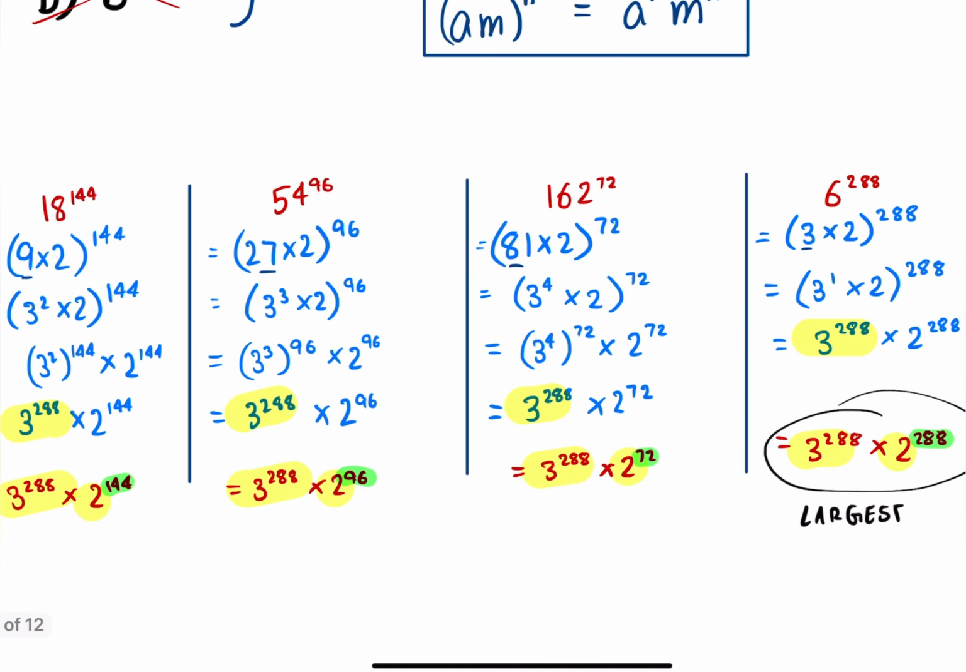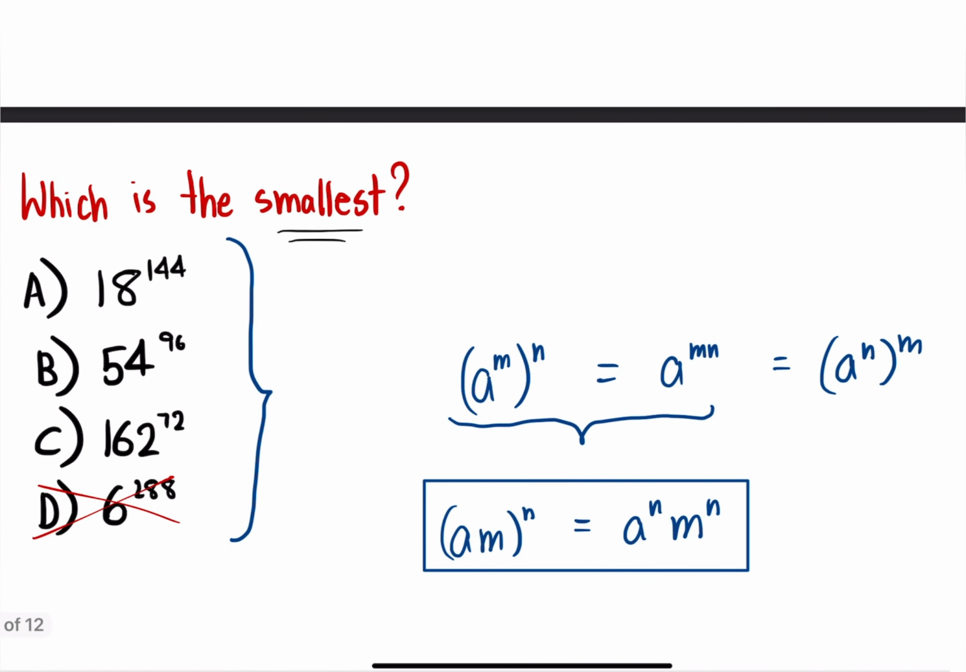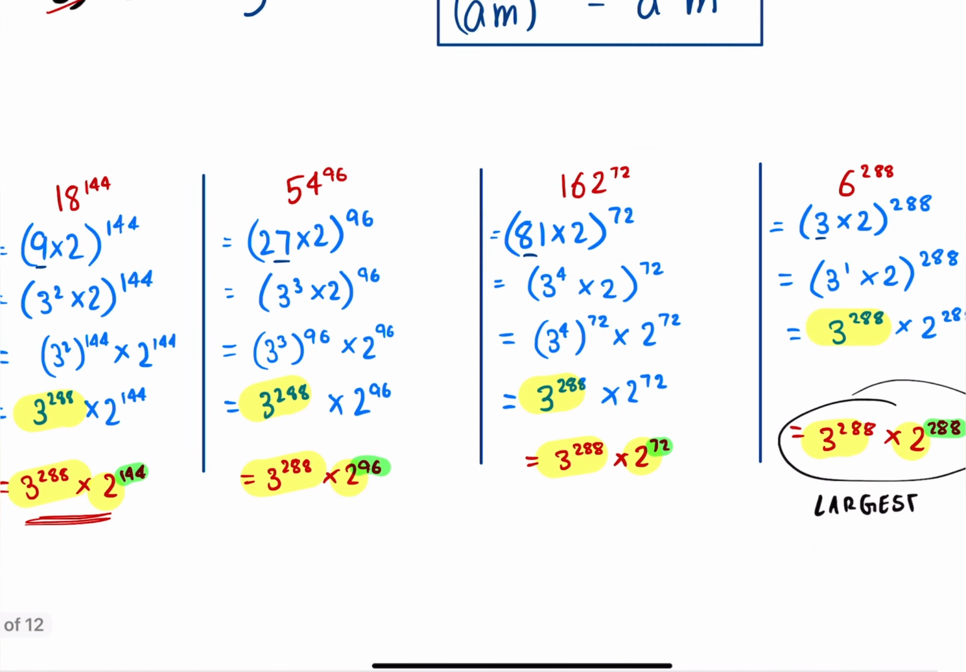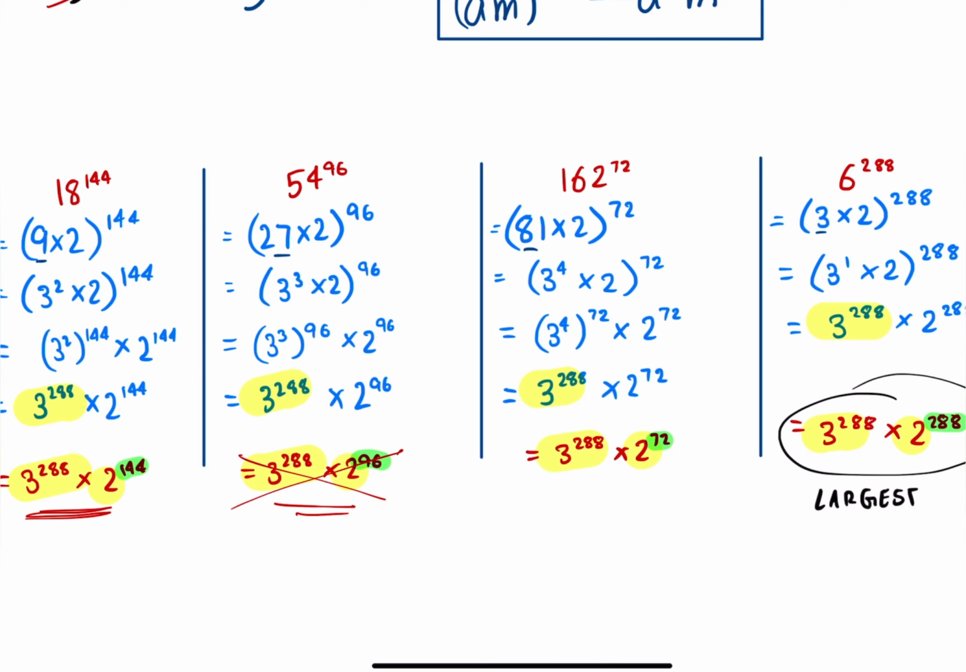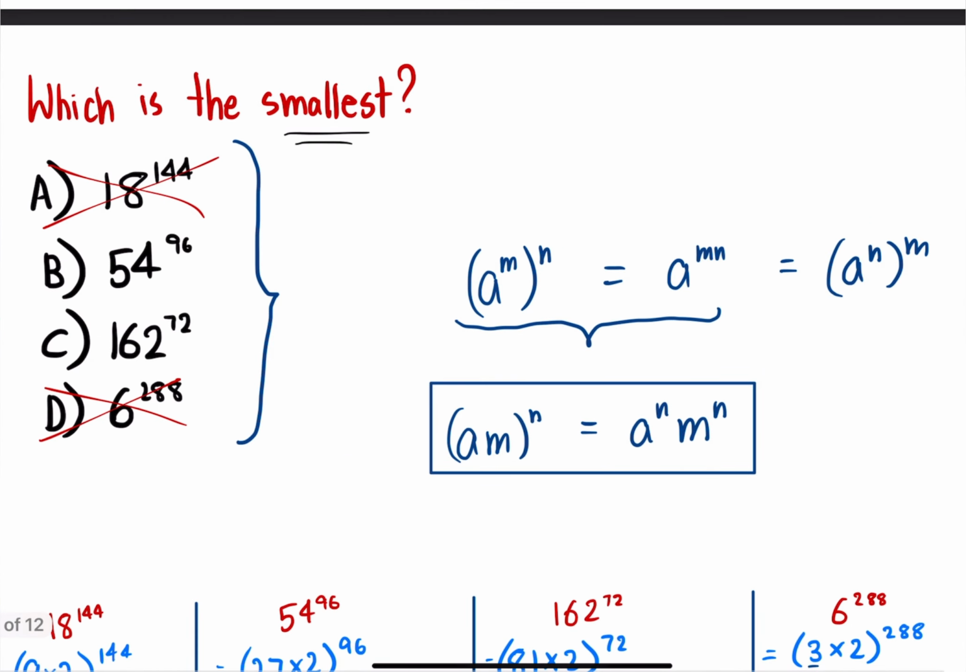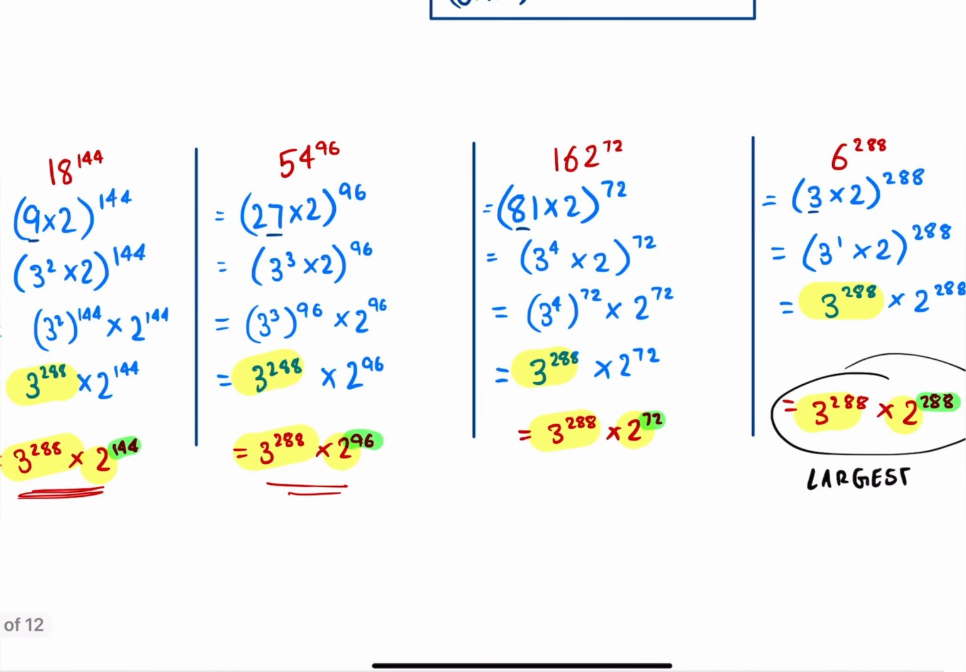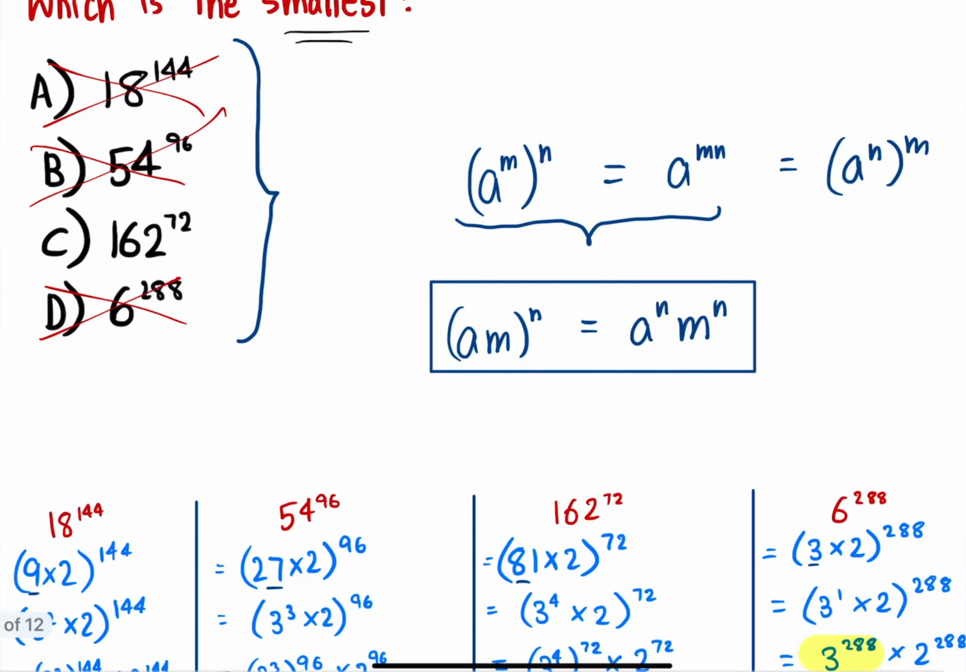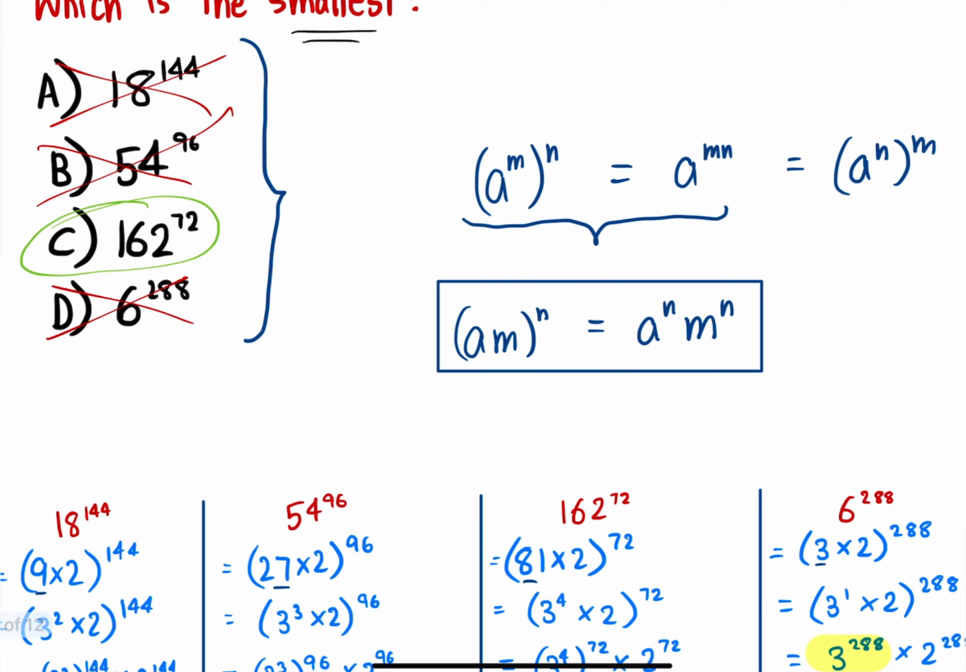Then we have 2 raised to the power 144. So this is not the answer either. Then we have 96. This is not the answer either. So this must be the answer. So the answer is C, 162 raised to the power 72.